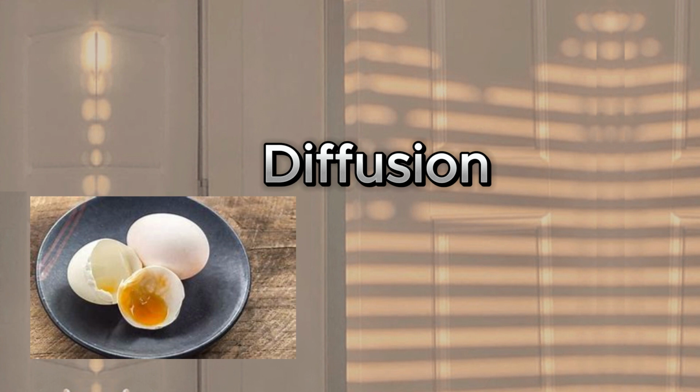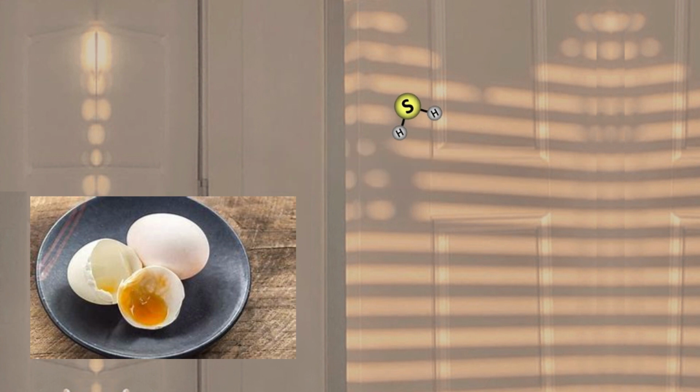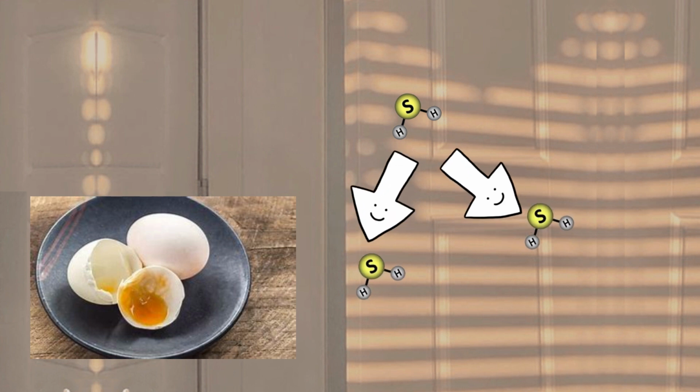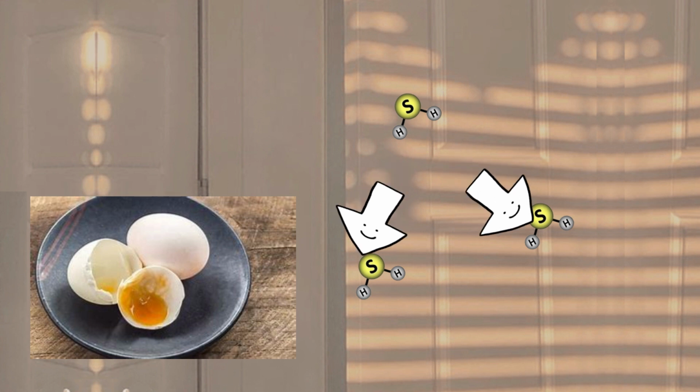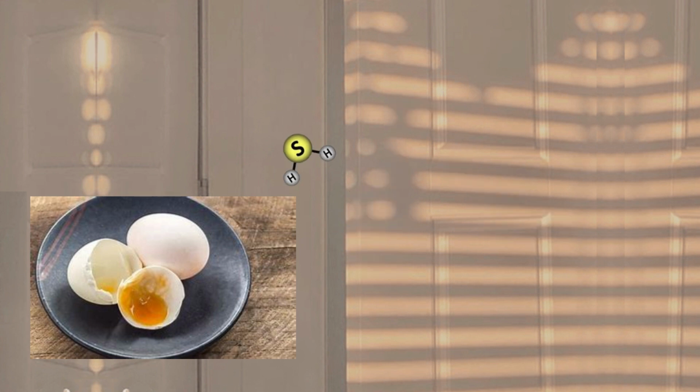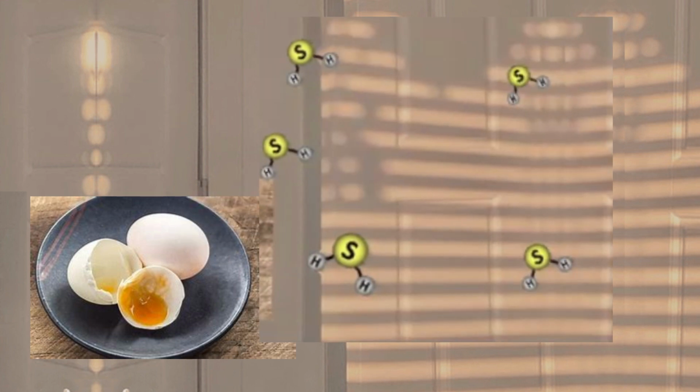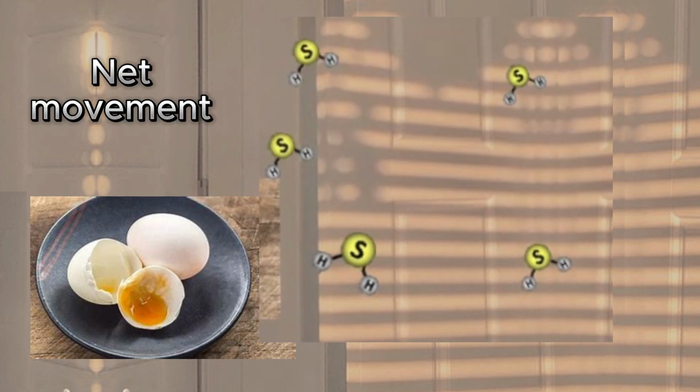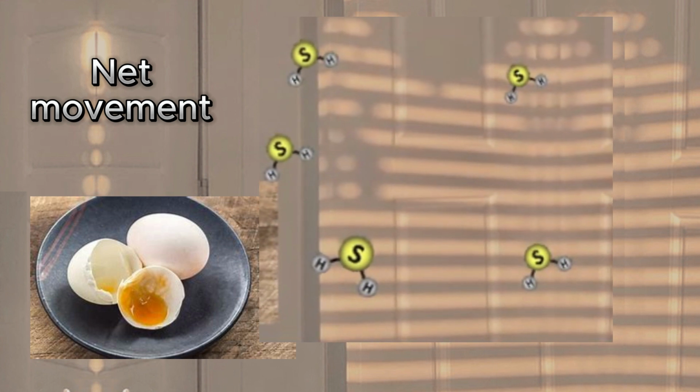Diffusion happens because the molecules move randomly. They do not purposefully move from one place to another. Each molecule just moves by chance, changing direction when it bumps into another molecule. Some molecules might even go back into the rotten egg again. But, overall, the molecules spread fairly evenly across the room. We call this the net movement of the molecules.